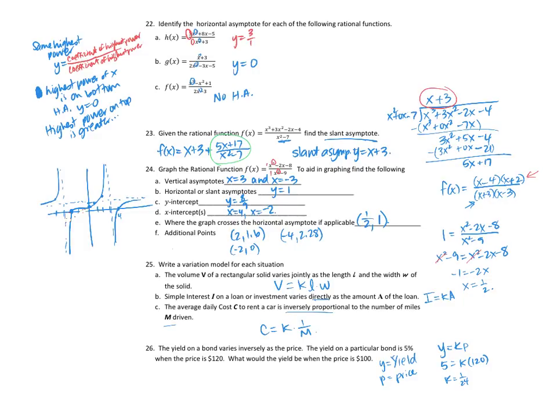And so now I want to find the yield when the price is 100. So I can say Y equals, I know what my K is, I'm going to plug that in, 1/24, and then the price is 100. And so the yield on that is 4.166%. And so that's my answer.